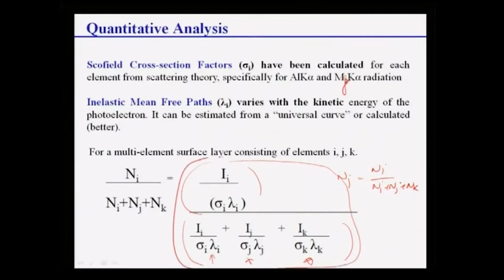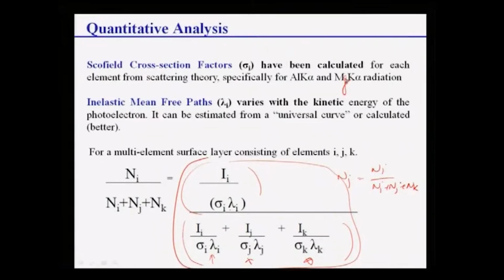If you look at it properly, it is the ratio of I divided by sigma lambda for the specific element, divided by the sum of the same ratios for all the elements. This way we can measure the concentration of a particular element in the surface layer. So, what needs to be measured is the intensity, and I have already told you how intensities are to be measured using a very nice approach.